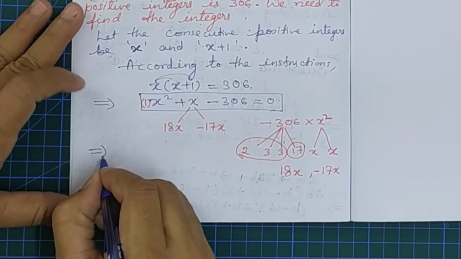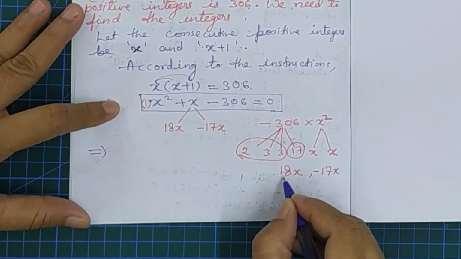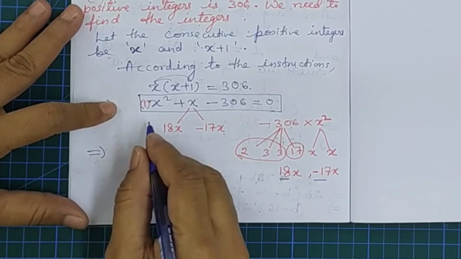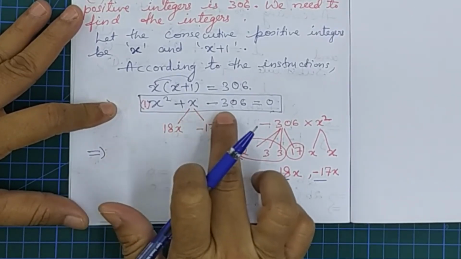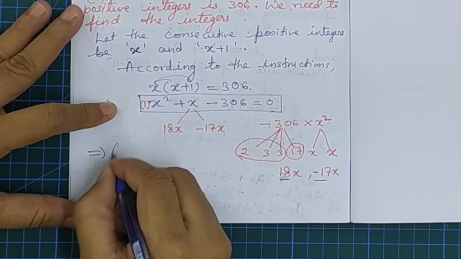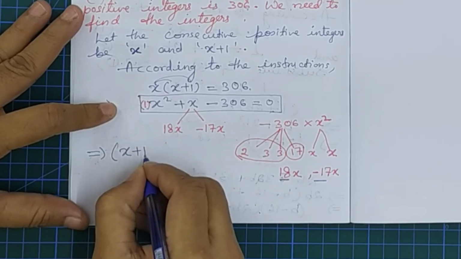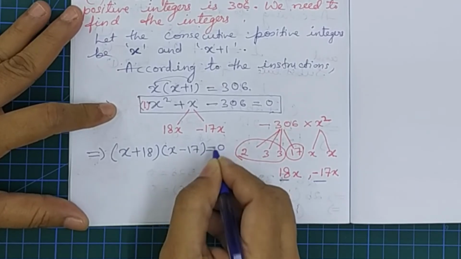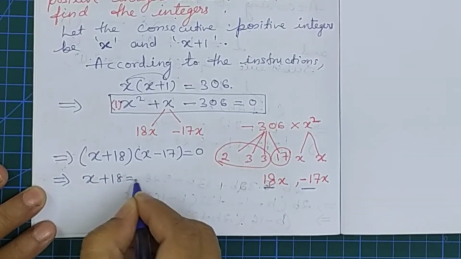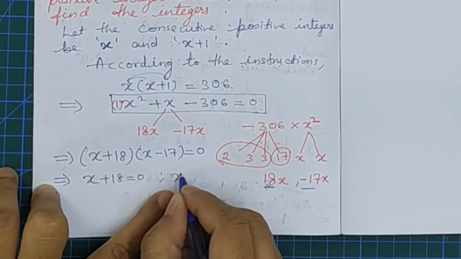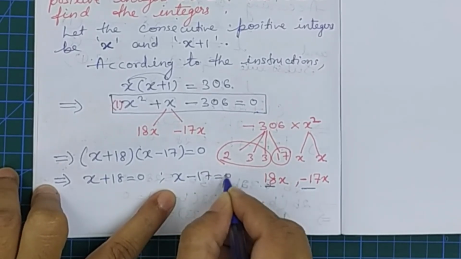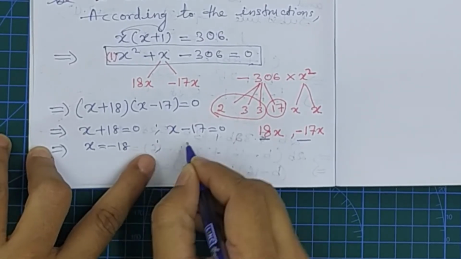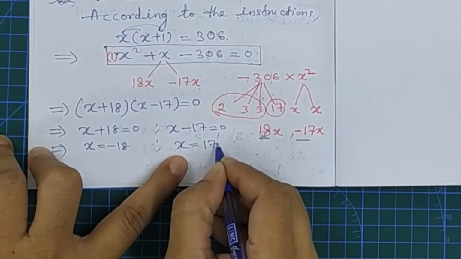Let us write the direct factors. Like the two numbers only, see 18 and minus 17, and forget x. So x square plus x minus 306 equal to 0. Factors are (x plus 18) times (x minus 17) equal to 0. So x plus 18 is 0 and x minus 17 is 0. We get x as minus 18 and x as plus 17.